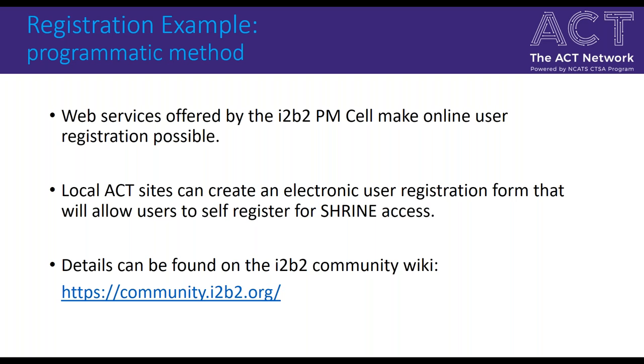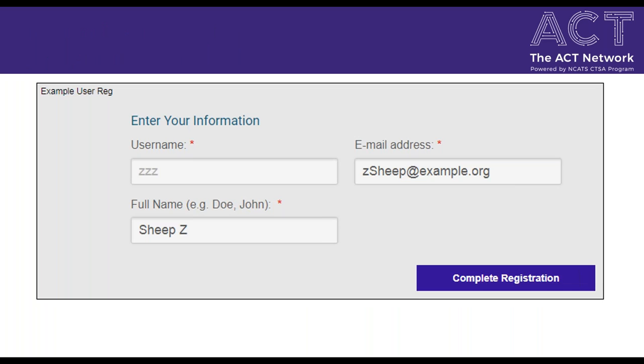And we publish this on the i2b2 community wiki publicly. If you go to the main page, scroll down, look for the ACT software. Here's an example of this generic form. These are basically the three fields required by the PM cell for a user registration: their username, which is grayed out because we took it from the current user's Active Directory so they can't change it, email address, and their full name. They would just click on the complete registration form. Again, all the guidance on the software is in the wiki on what these forms are and how to do them.